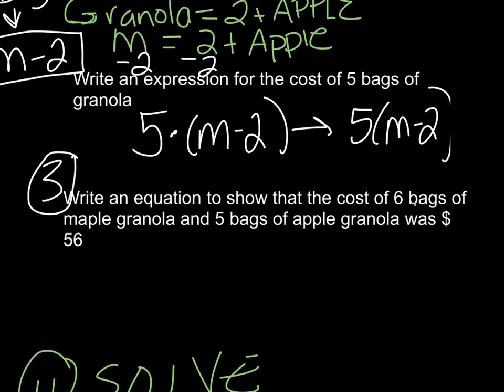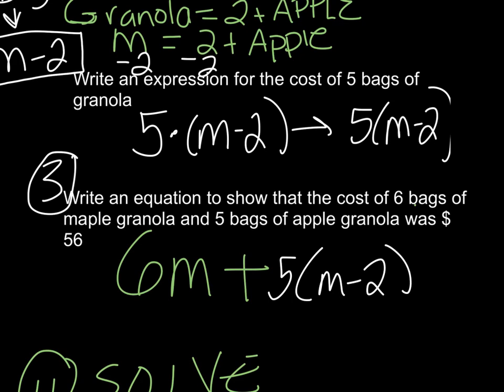Okay. Write an equation to show that the cost of 6 bags of maple granola and 5 bags of apple granola was $56. Okay, so basically they're asking us to combine our expressions. So our first expression was 6M, total means plus, 5 bags is from here, so we got 5 parentheses M minus 2 is equal to 56, because that's our total. All right, we're almost done, so let's solve this.